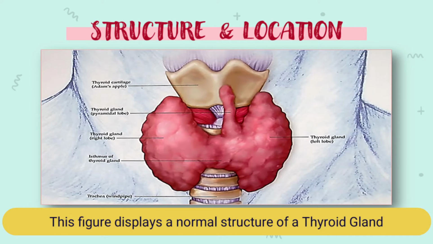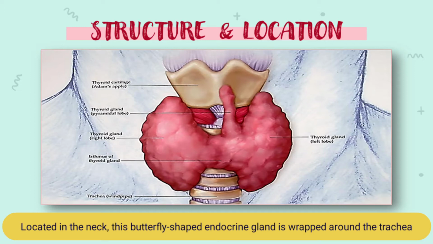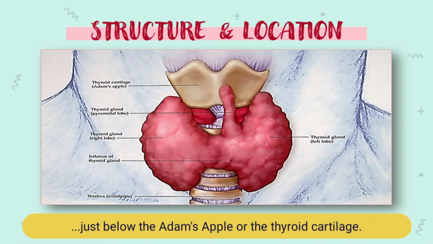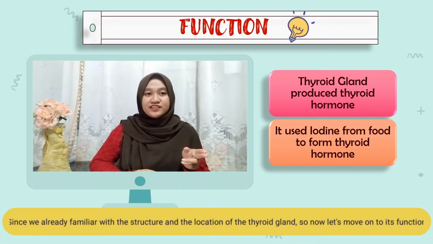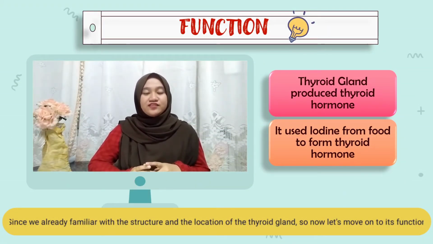This figure displays a normal structure of a thyroid gland. Located in the neck, this butterfly-shaped endocrine gland is wrapped around the trachea just below the Adam's apple, or the thyroid cartilage. Since we're already familiar with the structure and the location of the thyroid gland, now let's move on to its function.